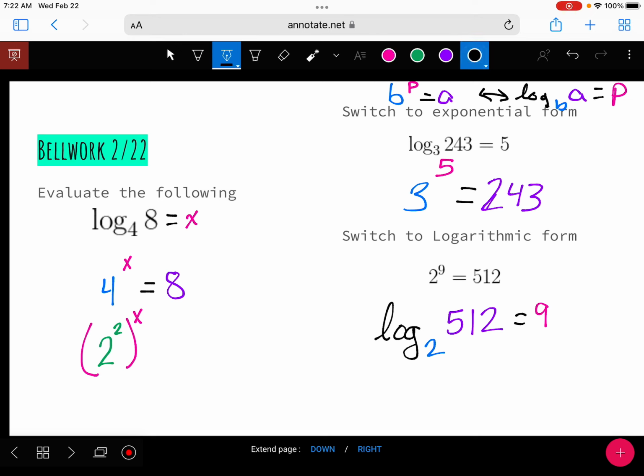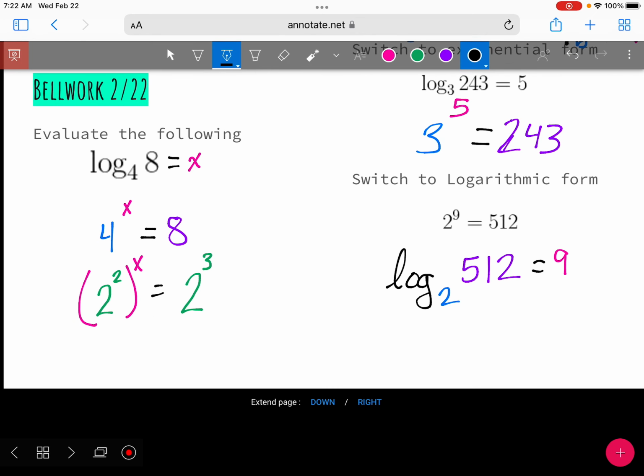How about 8? What could I write that with a base 2? 2 to the what is 8? Not 4. 2 to the 3rd. 2 times 2 times 2. So now we're into solving. This is firmly into last chapter stuff right here.